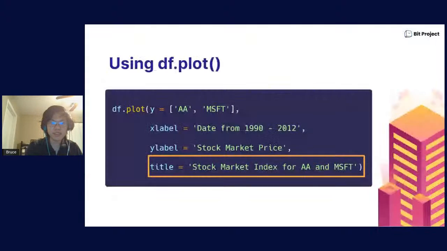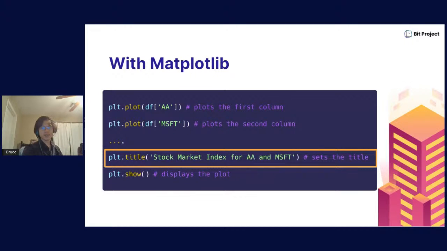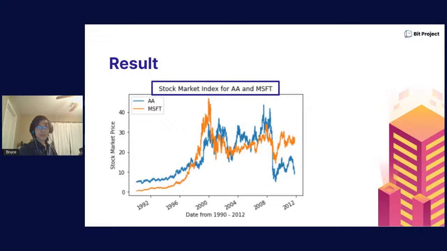So we have now tried. Okay, let's keep moving on. Now, instead of adding an X label or a Y label, let's try to add a title. Kind of the same deal, just pass in one more parameter to df.plot. Title. This one's pretty intuitive. Same deal for Matplotlib. Everything's the same as before. Now we just have a line that's just the title. Stock market index for American Airlines and Microsoft. Excuse me. Now we know what we're looking at, so that's good.